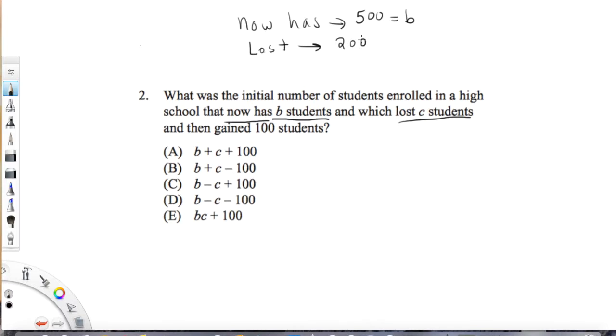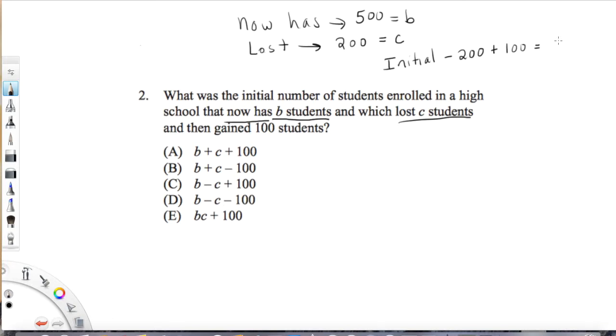So now let's really think about what this question is saying. They want to know how much the initial number was. Well, the initial amount equals what? I don't know exactly what it equals, which is what these answers are looking for, but I can say that if you had the initial amount and then you lost 200 and then gained 100, you would then have your new amount, which is what they now have, 500.